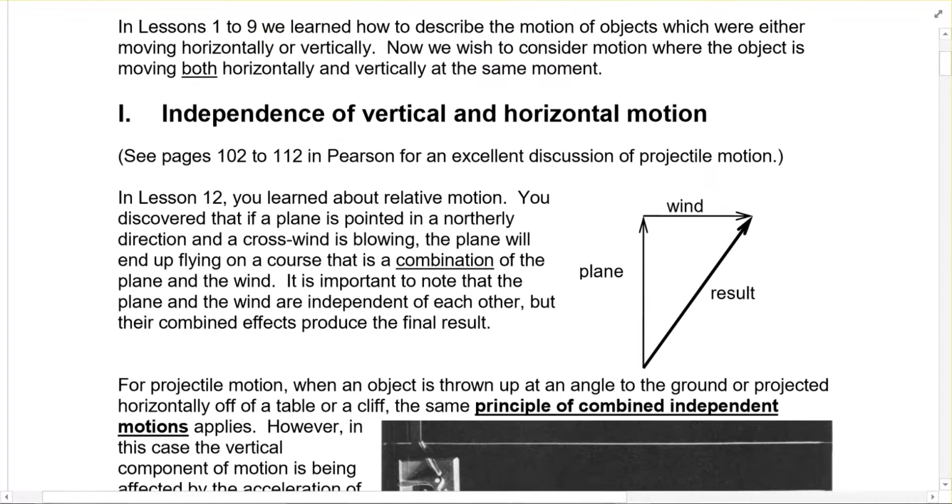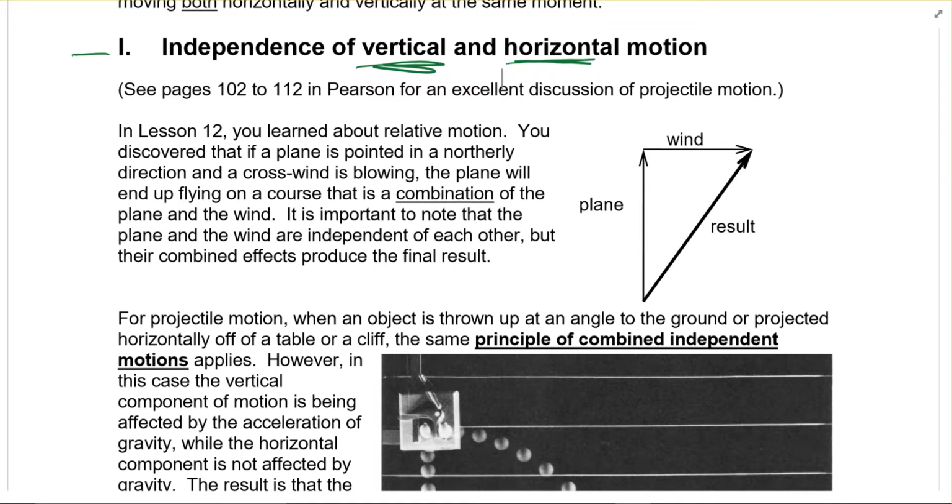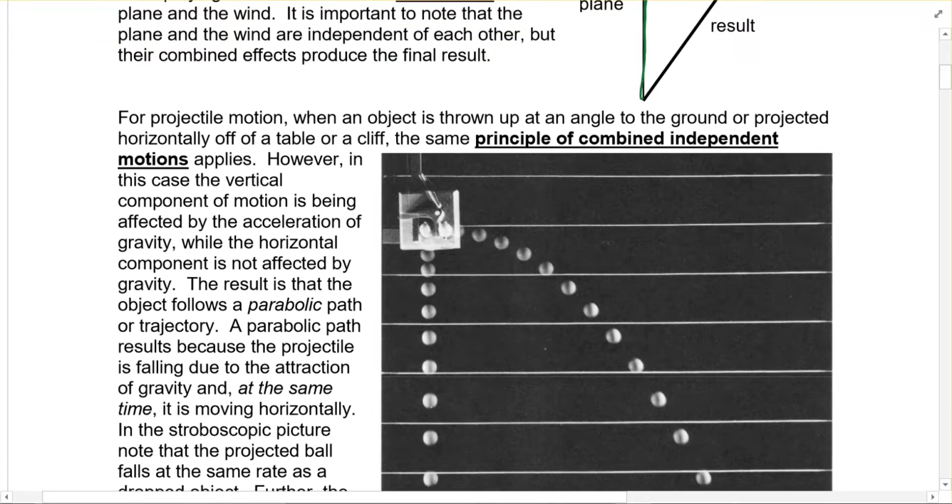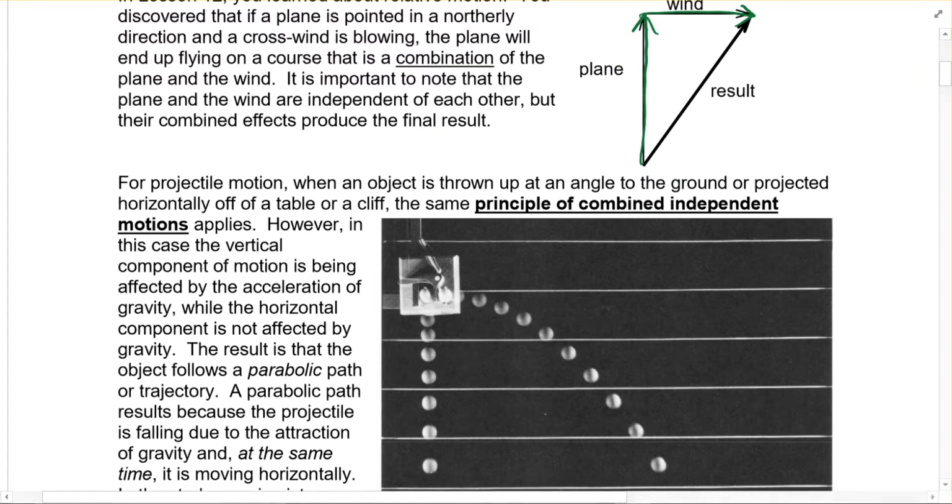Okay, so part 1 here, it says independence of vertical and horizontal motion. So that's what I was just talking about. How vertical motion is going to be accelerating, horizontal motion is going to be constant velocity. So in lesson 12, we were able to have, like, a plane's direction going this way and the wind going this way. But in both these cases, they were going at constant velocity. So now what we're going to do is we're going to make it a little bit tougher by, well, actually I'll go through this first.